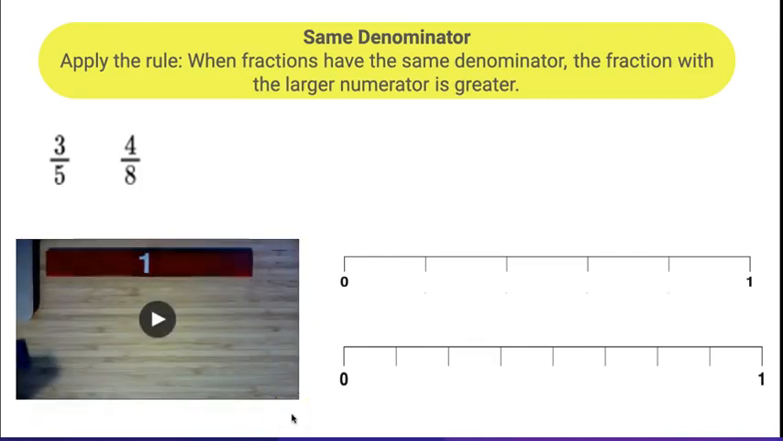I can also show that on the number line. Here is 3/5 on the number line, and here is 4/8 on the number line. Even though 4 is greater than 3, this fraction, 3/5, is greater than 4/8, so the rule does not apply.